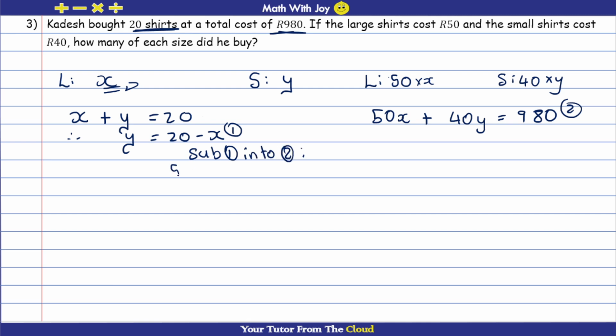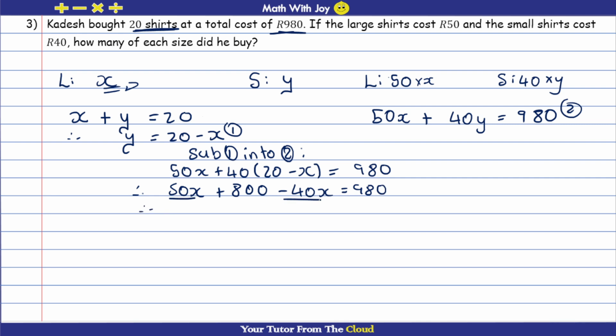Then I'll have 50x plus 40. Where there's a y, I will go ahead and just substitute 20 minus x. And I'm skipping a step there. So 980 equals 980. Then we solve for x. So 40 times, so 4 times 2 is 8, and we add those two zeros, and we're going to get minus 40x equals 980.